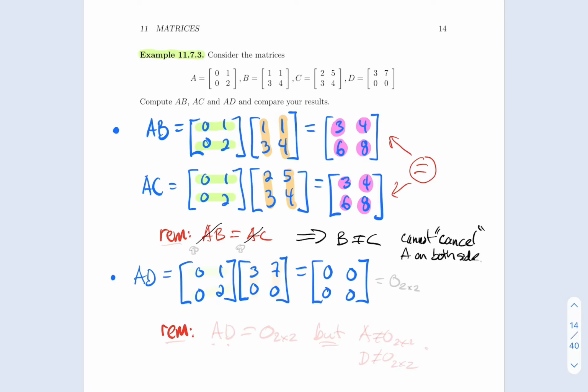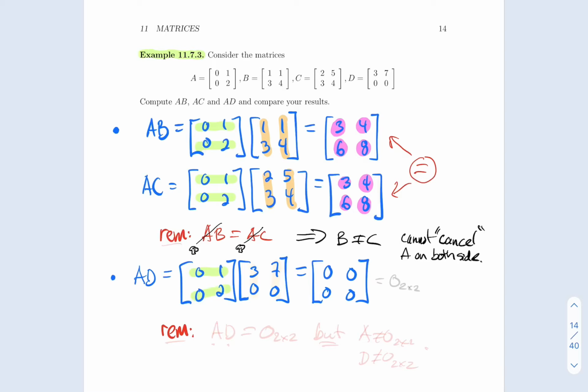So this kind of leads to the intuition that there's no division for matrices. So this is not allowed. When you're doing this, you're doing something evil. So let's draw some of those skulls here. Okay, so it's evil.